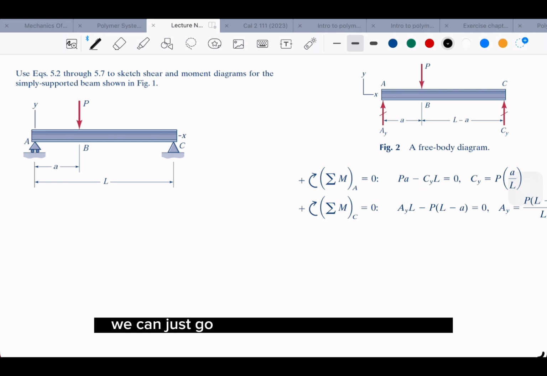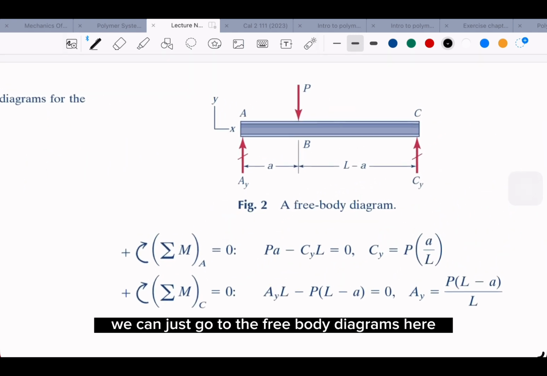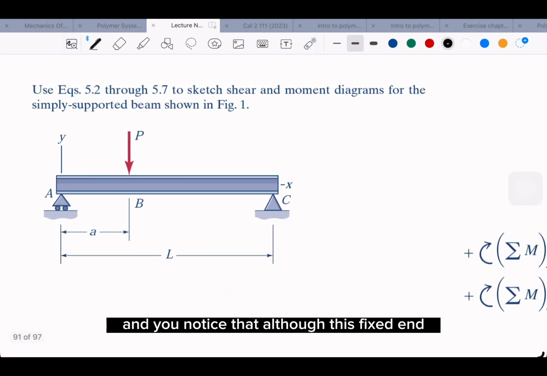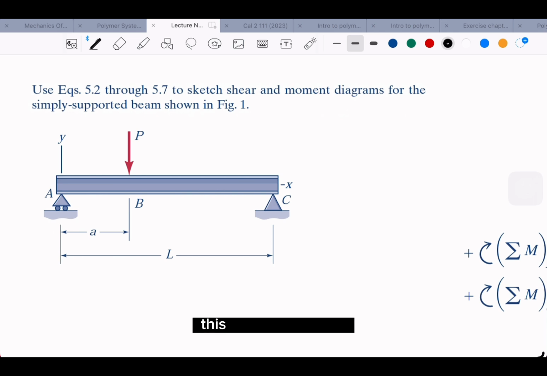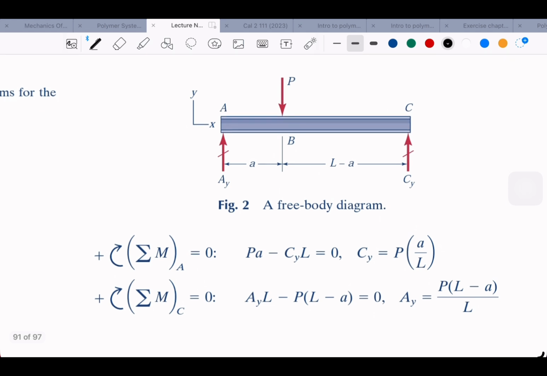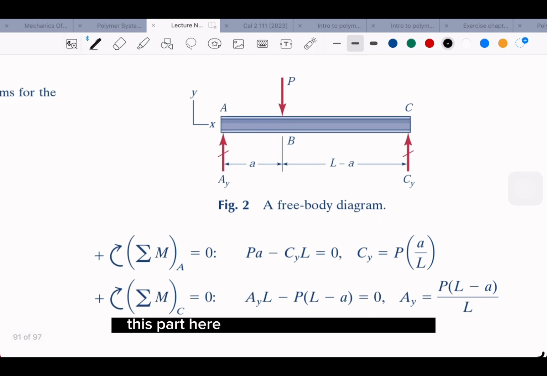Okay, I think we can just go to the free body diagram here, and you notice that although these are fixed ends, they are different. This one has a roller, and this one is a supported fixed end. If you see the free body diagram, this part here for C is only having one line. It's not necessarily important within our case.